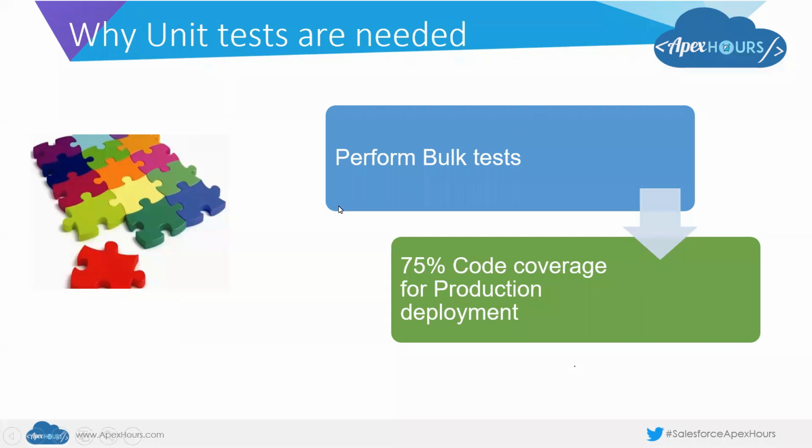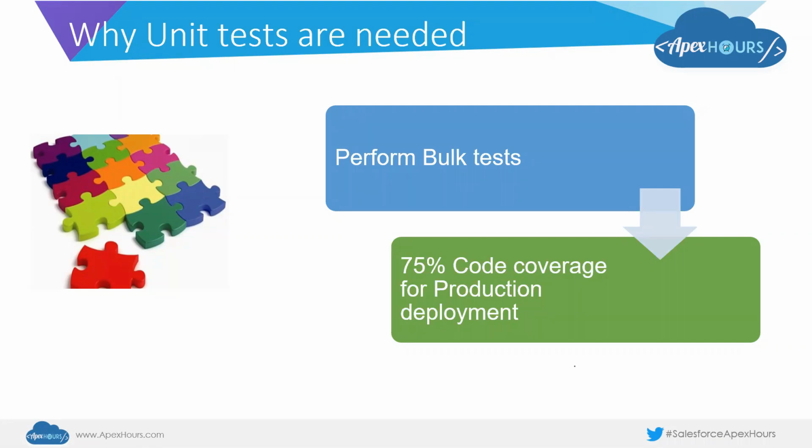So for that, we have a parameter set by Salesforce that we need to perform testing in a bulk way, at least for 200 records for a single functionality, for both negative and positive testing. And at the end, we have to make sure that the overall code coverage of our environment is 75%. If the code coverage is even 74.99, that code is not going to deploy into the live environment.